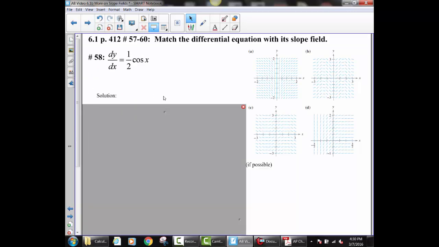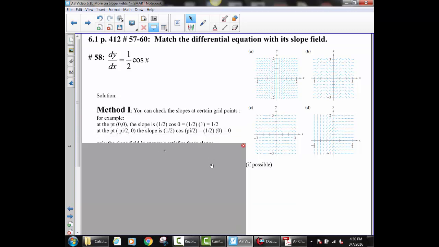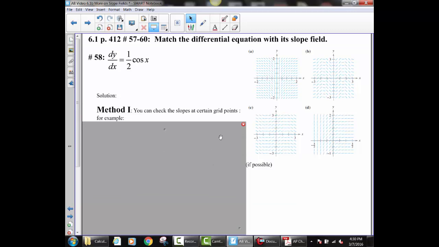Okay, so here's the matching ones. Number 58, dy dx equals a half cosine x. Which of the following is a graph of that? Well, it is trig, so you would expect that when you integrate it, you'll get another trig function. There are 2 ways you can do these. One of them is you can actually check the slopes at certain grid points. For example, at the point 0, 0, for this differential equation, the slope, dy dx, would be 1/2 the cosine of 0.